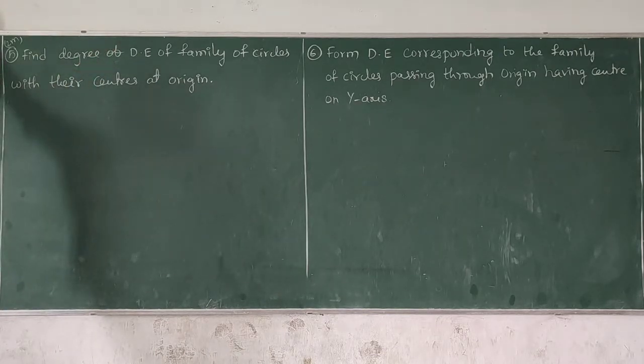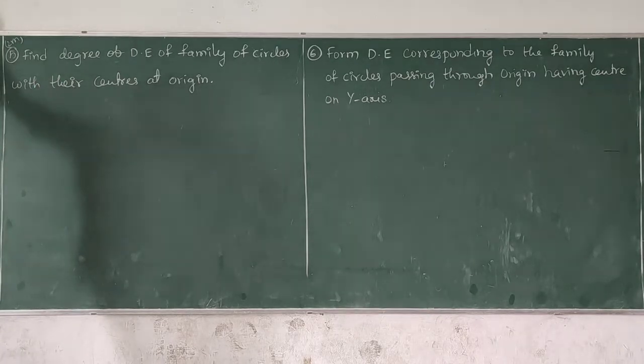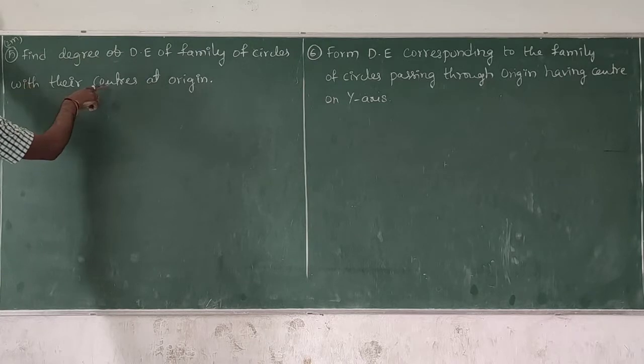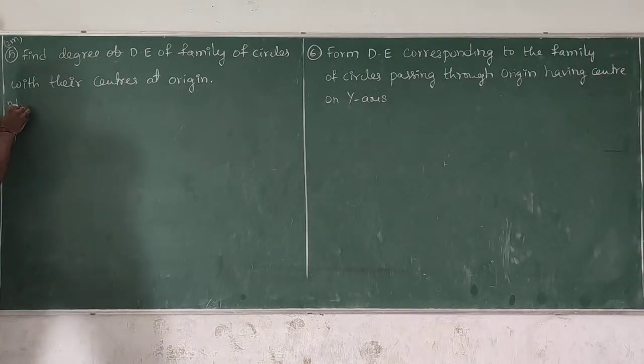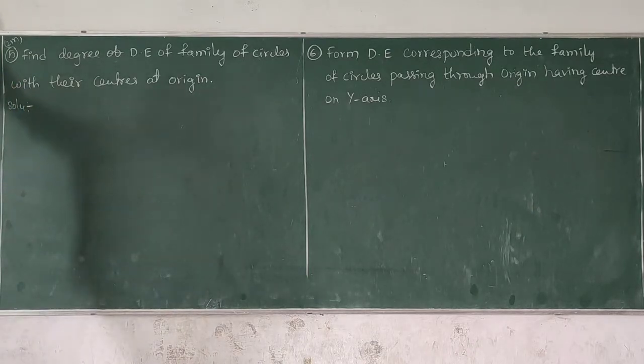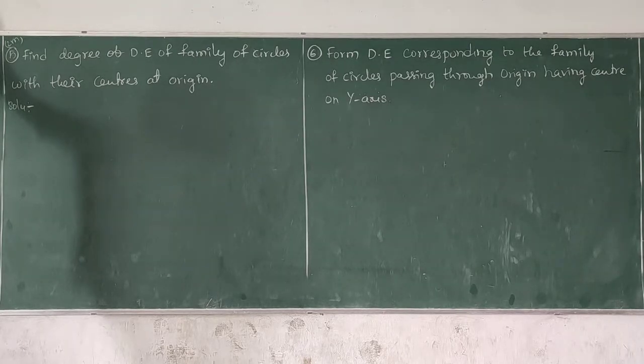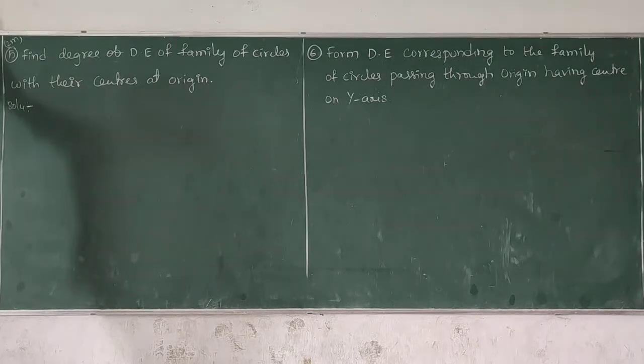The differential equation is not given directly. We need to find the differential equation from the given equation. What is the equation? Family of circles with their centers at the origin. Can you say what is the equation of the family of circles with their centers at the origin? Very good. x square plus y square equal to r square, where r is the radius of the circle. Center is origin 0, 0.